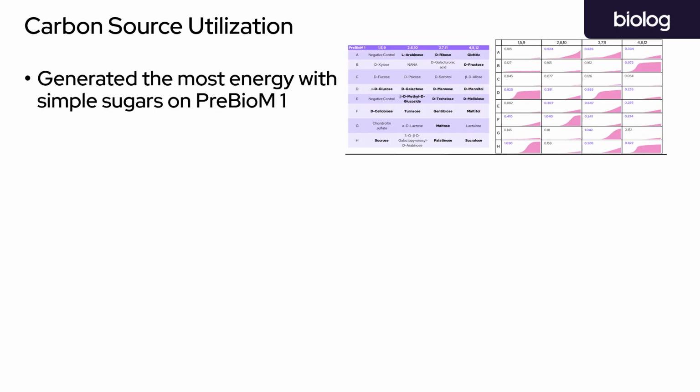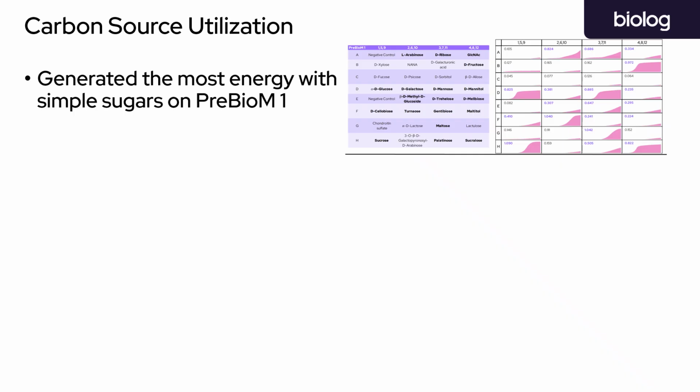So first, taking a look at PreBioM 1 or mono and disaccharides, we can see that unsurprisingly, there are a lot of simple sugars which are utilized by the community. This makes a lot of sense given that many of these substrates like sucrose, fructose, glucose, and others don't really take that many steps to process and are likely being broken down by many different microbes within the community.